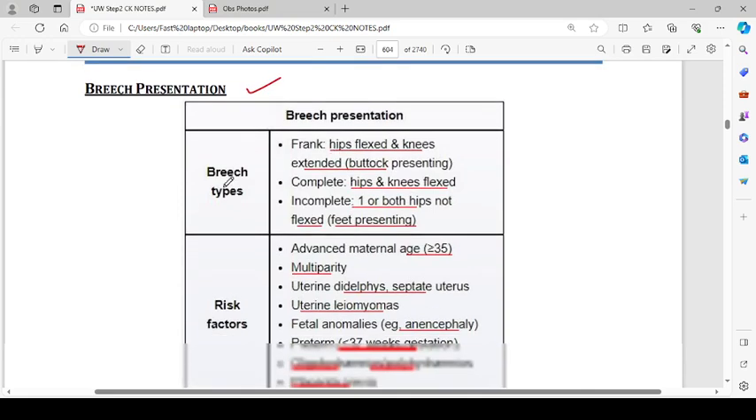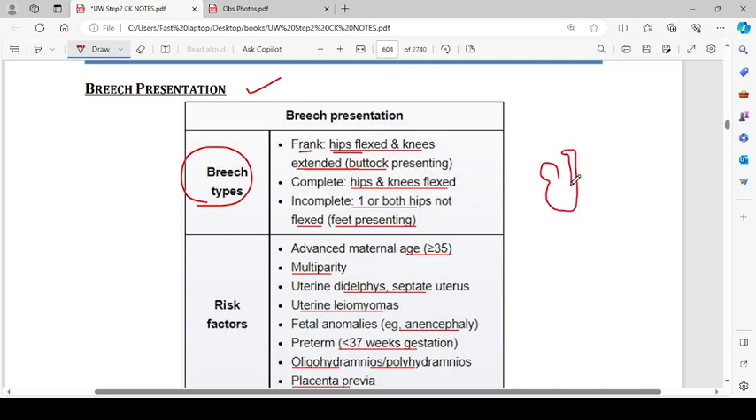Breech presentation. Breech types are as follows. There is a frank breech, in which the hips are flexed and the knees are extended. The child looks something like this. This is the head and this is the body, and then the legs are facing upwards. So these are the buttocks. So the hips are flexed, but the knees are extended. This is frank breech. Then complete breech is when the hips and knees are flexed. So it is something like this. The baby is over here and the legs are like this. Okay, that's a very bad diagram. And incomplete is when one or both hips are not flexed, with feet presenting. So that is the footling breech or incomplete breech.